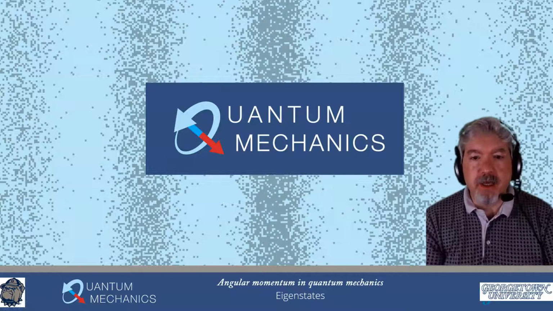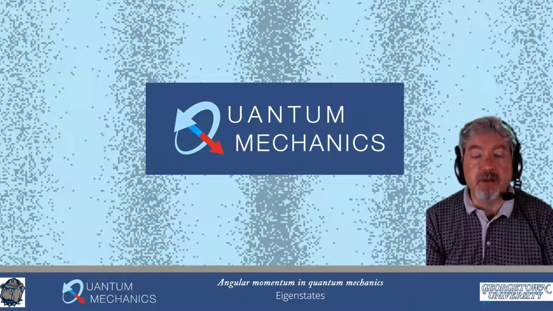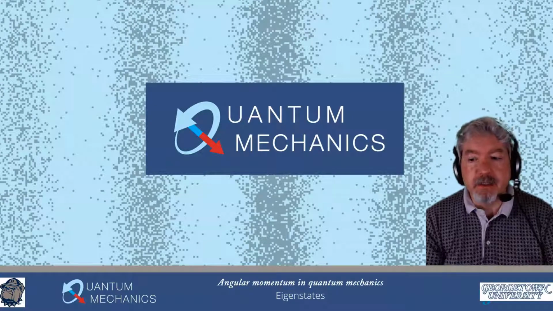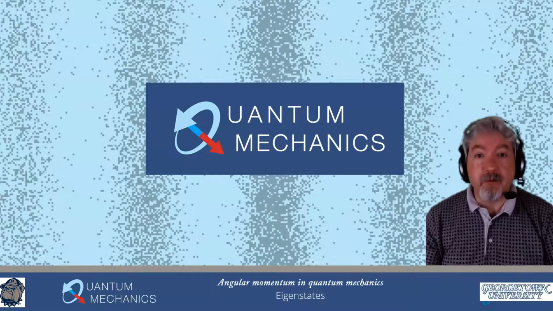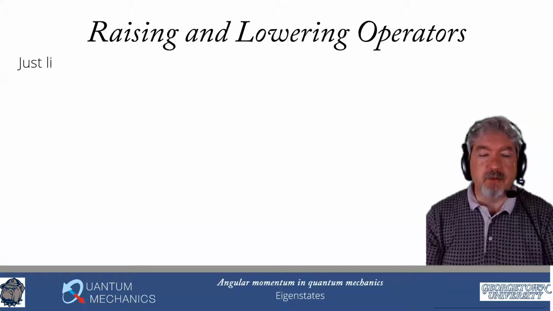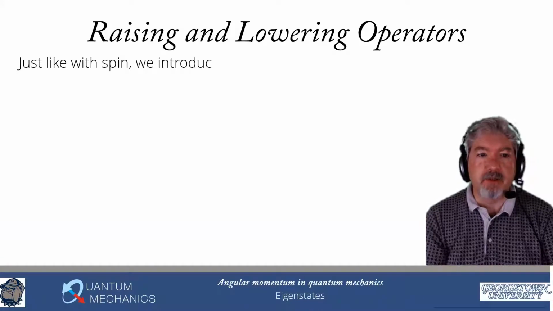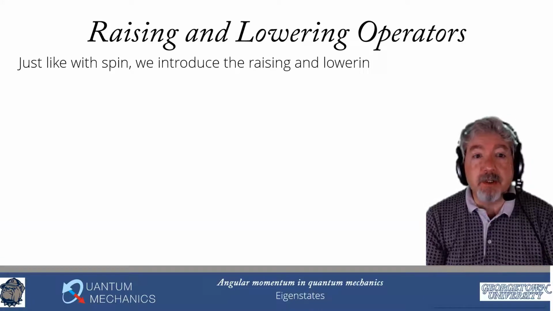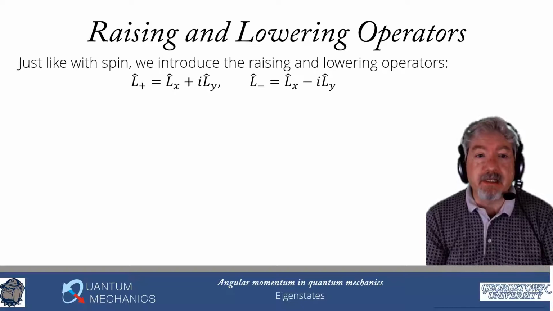Welcome to the second half of Lecture 1 of Module 7. We're continuing to cover angular momentum, and in this lecture we're going to discover how we find their eigenstates. So we first have to start with the raising and lowering operators in angular momentum, and just like with spin, we're going to introduce those in exactly the same fashion.